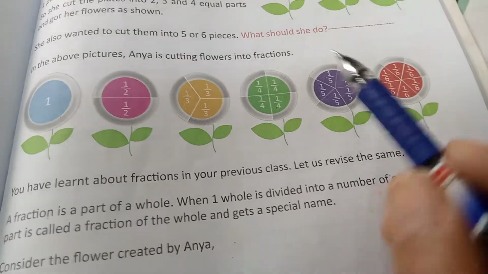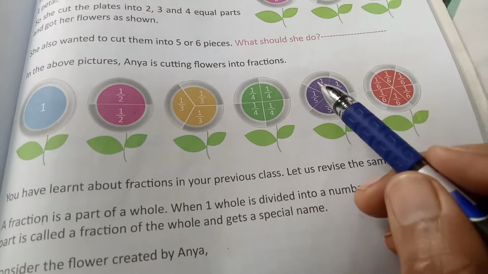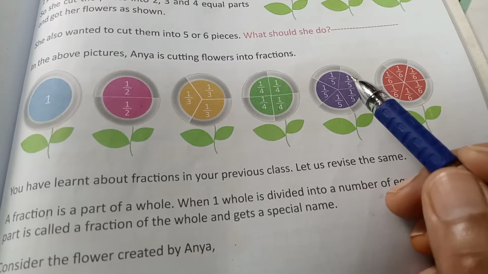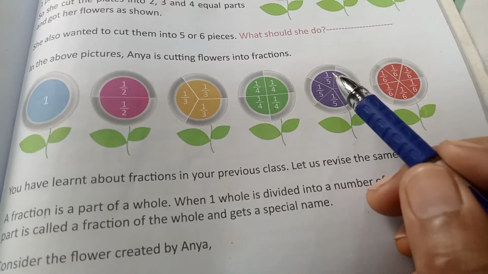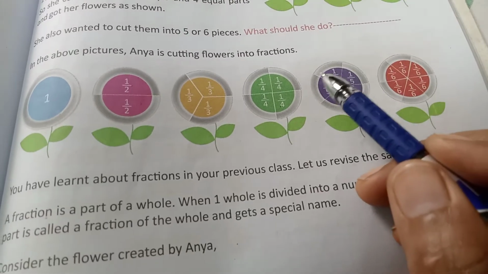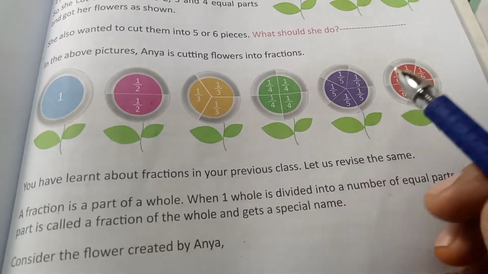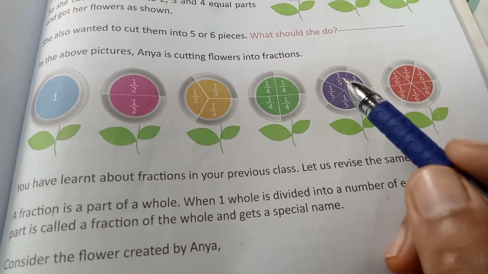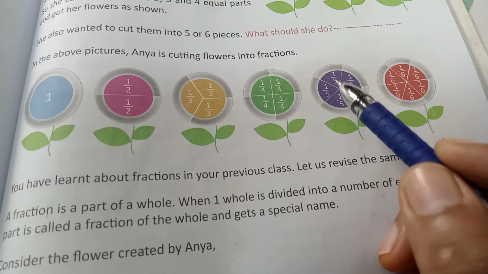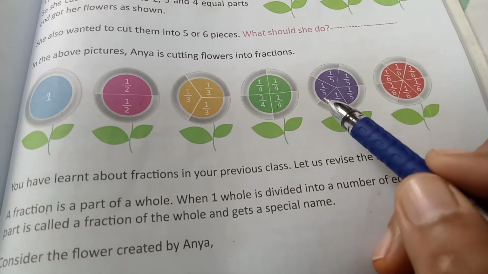So now see this. Here I am dividing this circle into 5 equal parts. Each part is represented by 1 by 5. See here, 1, 2, 3, 4, 5. So I have divided this whole circle into 5 equal parts. Each part is representing 1 by 5, 1 by 5, 1 by 5, 1 by 5 and 1 by 5.